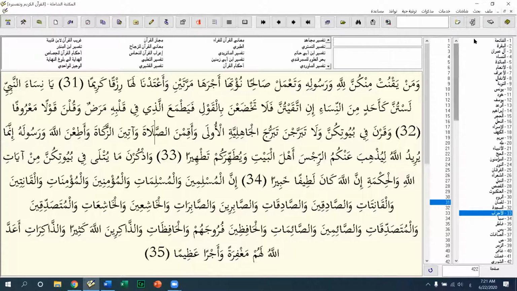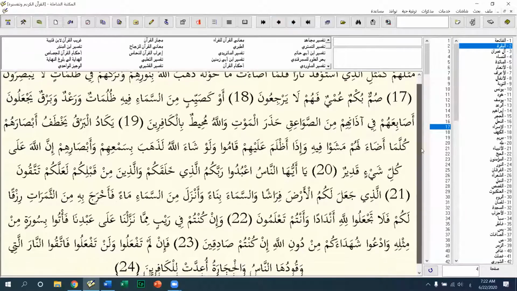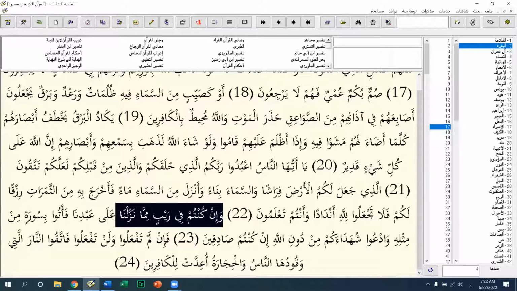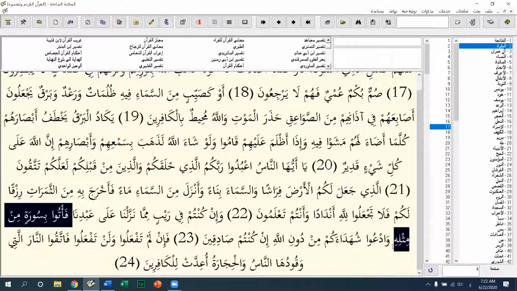Let me show you the ayahs we're talking about. Surah Al-Baqarah. Allah says here, وَإِن كُنْتُمْ فِي رَيْبٍ مِمَّا نَزَّلْنَا عَلَى عَبِيدِنَا. And if you have doubt concerning what we sent upon our slave, that's Rasulullah sallallahu alaihi wasallam, فَأْتُوا بِسُورَةٍ مِّن مِثْلِ. Then bring a surah like it.